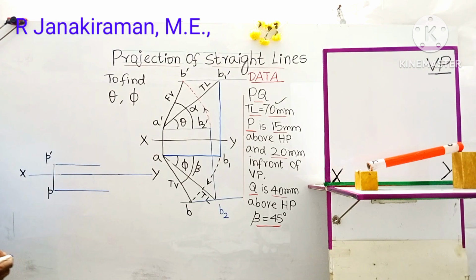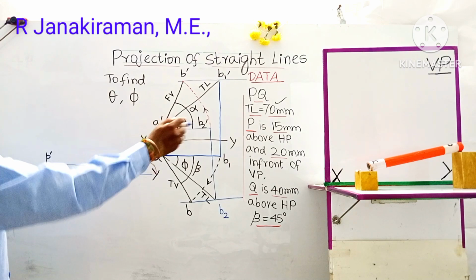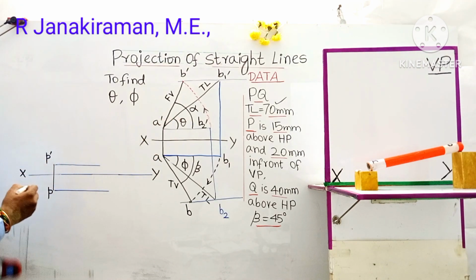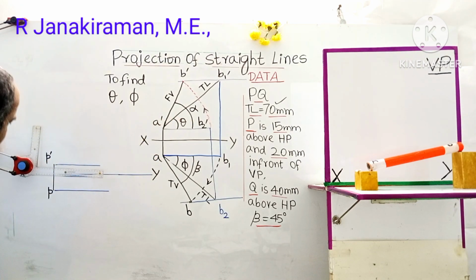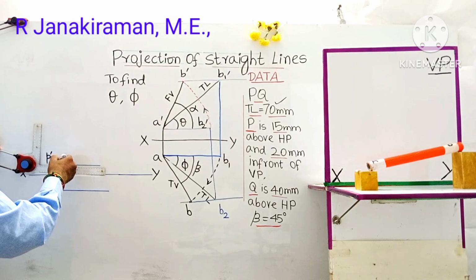Okay. Now what are the data given in the question? This distance is 15 mm above HP, which is to be dimensioned. Draw an extension line from point P dash.